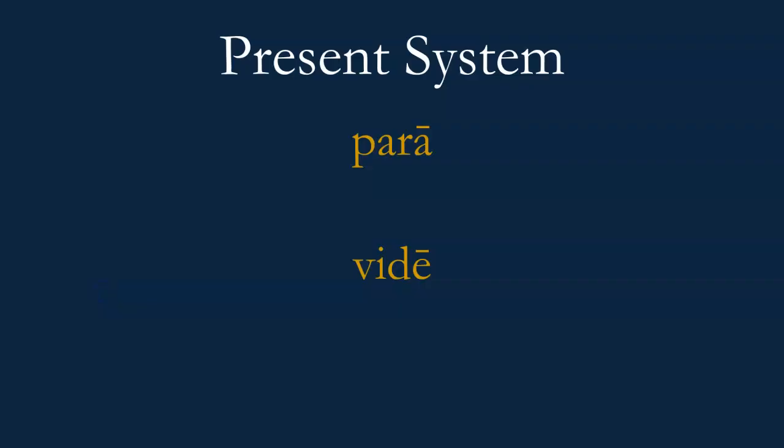Later, it will be important for you to understand that this is actually the true present stem, par, plus the thematic vowel A. All first conjugation verbs will have this long A as the thematic vowel. All second conjugation verbs will have long E as the thematic vowel. But for now, you can think of the stem and the thematic vowel as a single entity, which we'll call the present stem, just for simplicity's sake.